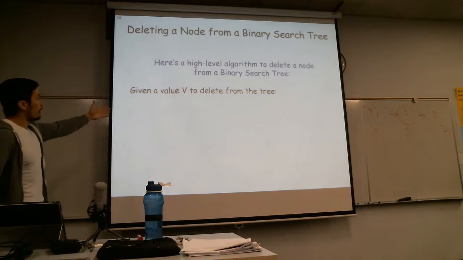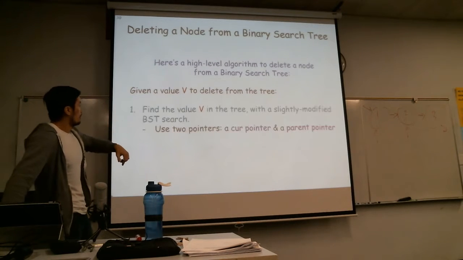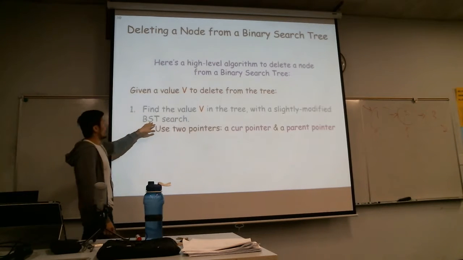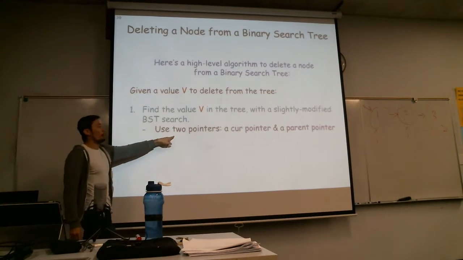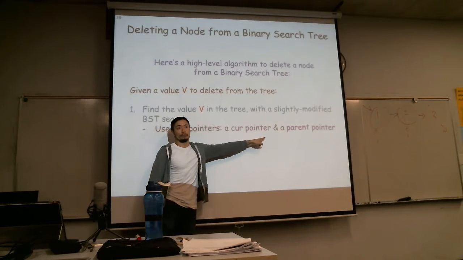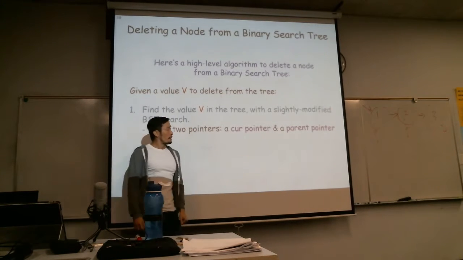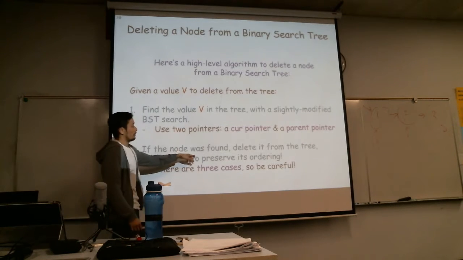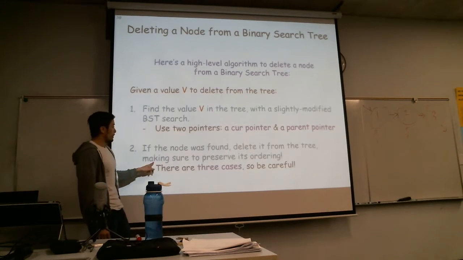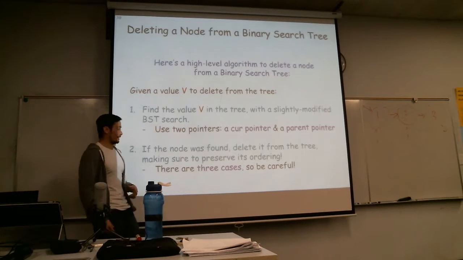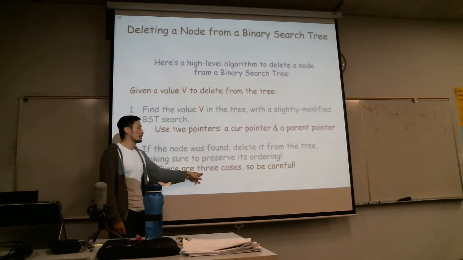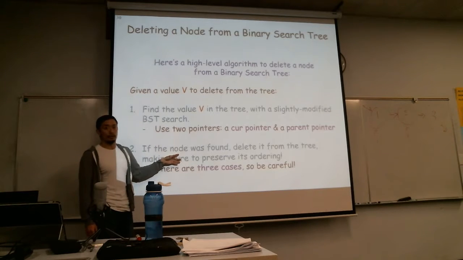Given a value v we want to delete from the tree, we find the value in the tree with a slightly modified search. We use 2 pointers, a current pointer and a parent pointer, right? So there's the 2 pointers. If the node was found, delete it from the tree, making sure we preserve its ordering. This is kind of vague. We'll define what this means. And there are 3 cases in which we can preserve the ordering.